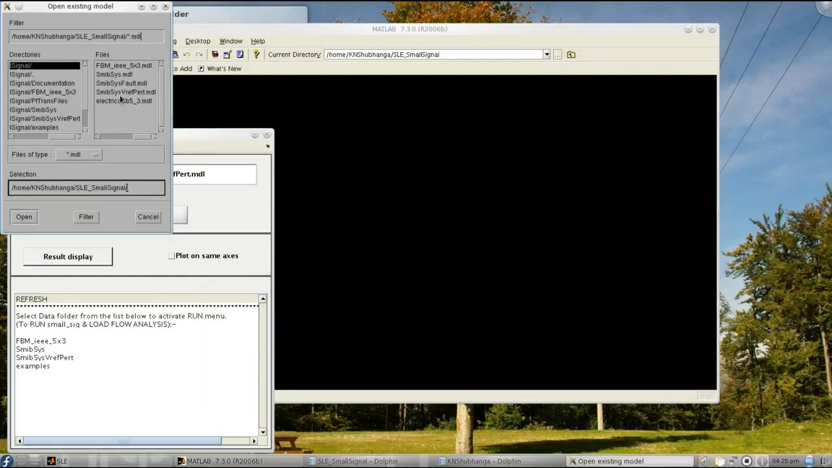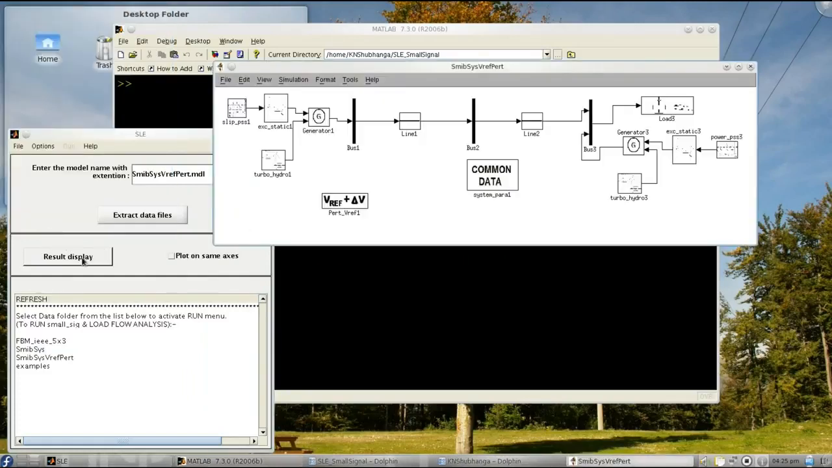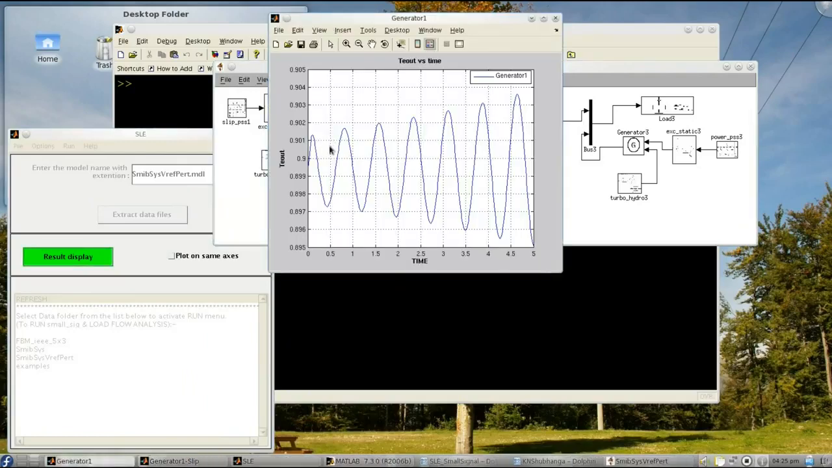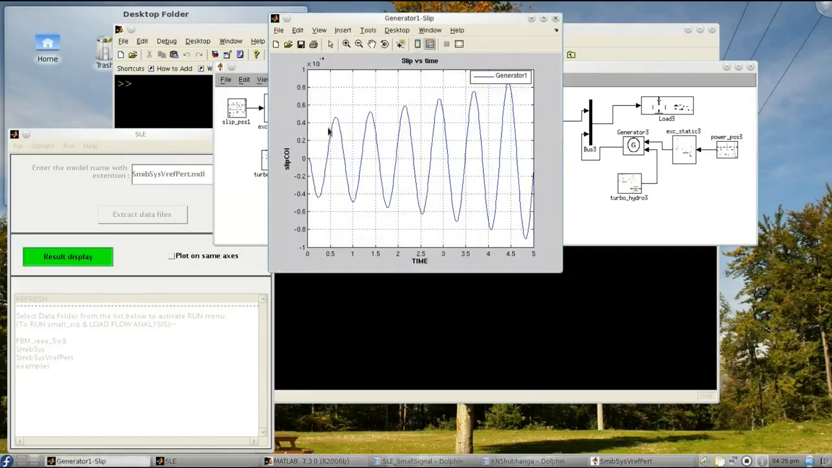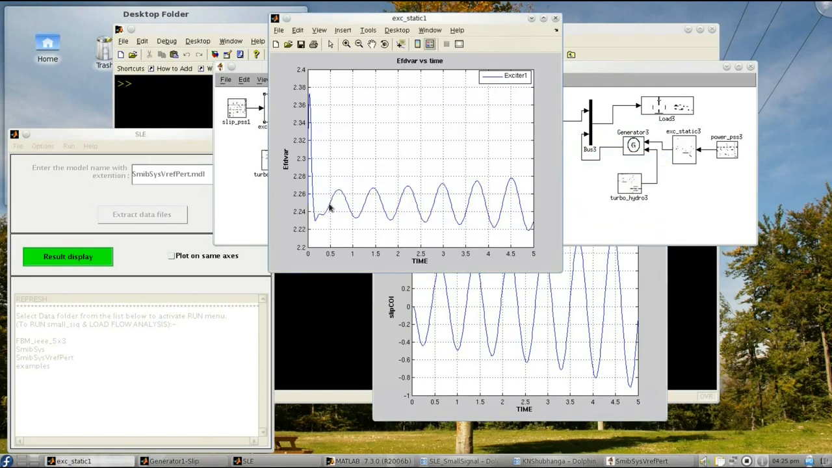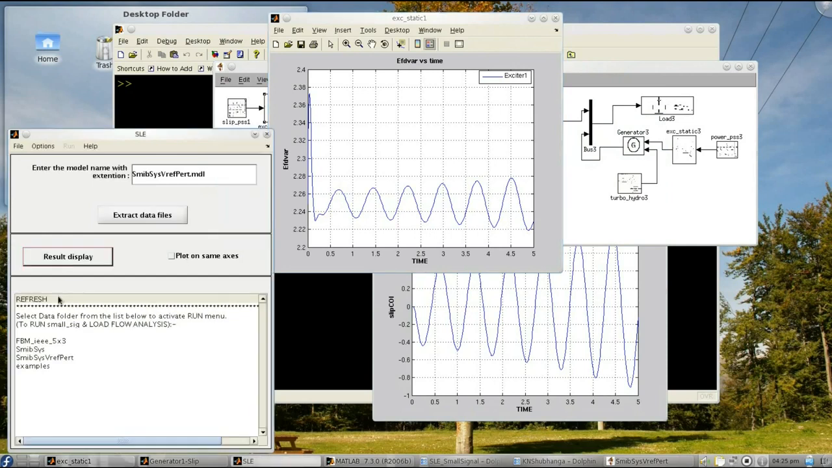Opening the model and visualizing the trajectories again. So the electrical output power for the generator and the slip trajectory. It is experiencing a negatively damped oscillation with the excitation.